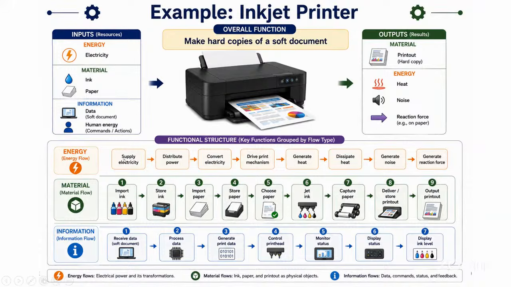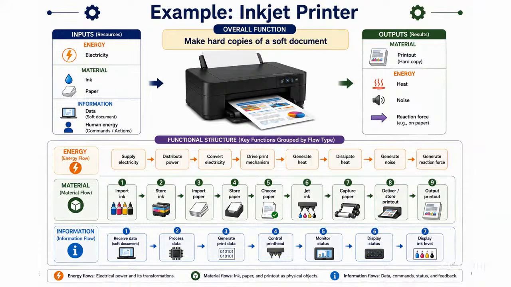On the energy flow, you have electricity being supplied. It is distributed. Then convert electricity, drive print mechanism, generate heat, dissipate heat, generate noise, and generate reaction force. Actually, noise is not the main product, but it is also an output. So you have material flow here, that is, it imports ink, stores the ink, imports paper, and it stores the paper always. Then you choose a particular single paper, then you print it, and then you spray the ink, then you capture it on the paper and deliver the printout.